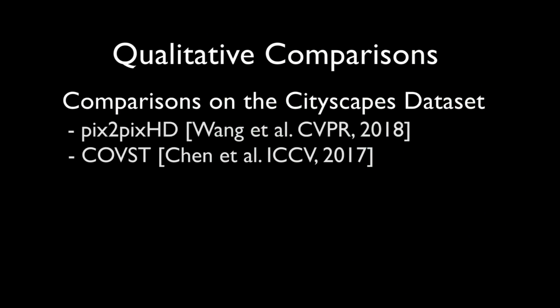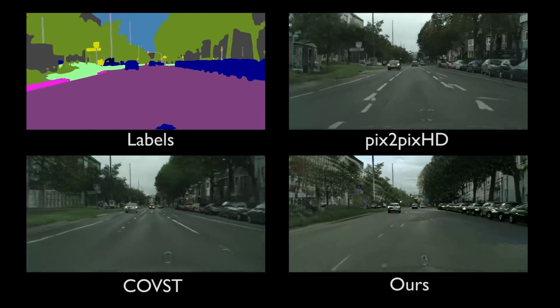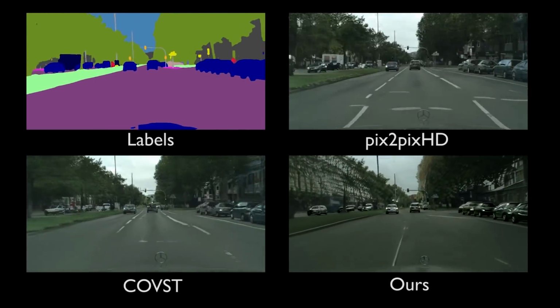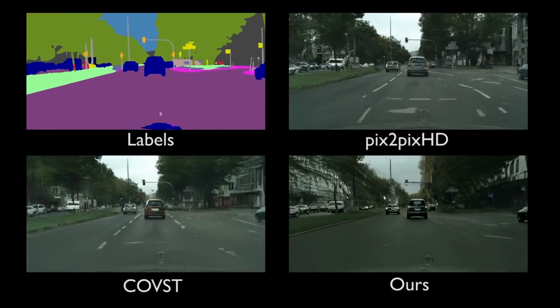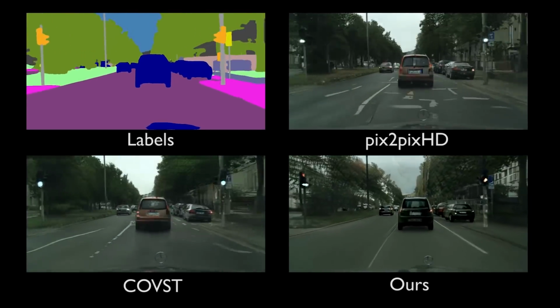Next, we compare with two state-of-the-art methods, Pix-to-Pix HD and Coherent Video Style Transfer, called CoVST. For Pix-to-Pix HD, we directly apply the method frame by frame. As you can see, although each individual frame is high quality, the result flickers frequently between frames and doesn't look convincing.